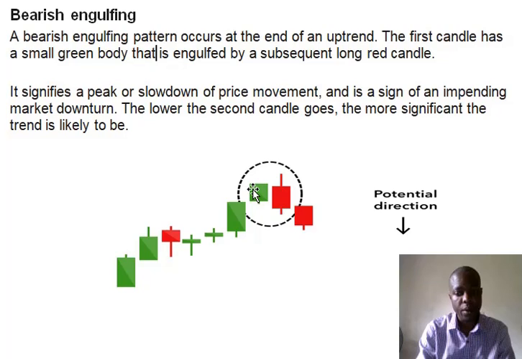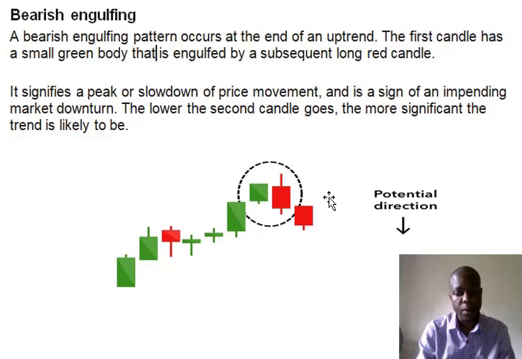The first candle has a smaller green body that is engulfed by the subsequent long red candle. This long red candle will close below the green candle. We call it a bearish engulfing candle. As you can see now, it signals that there may be further downtrend, in this potential direction.